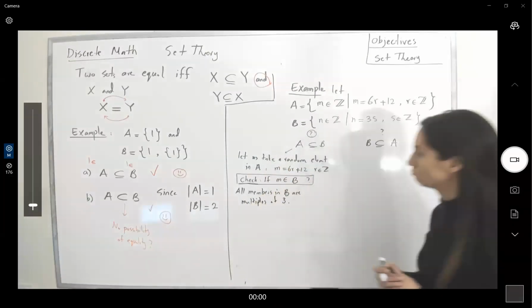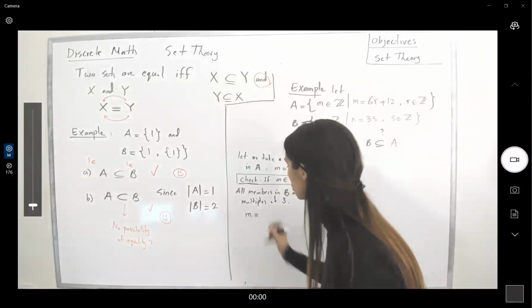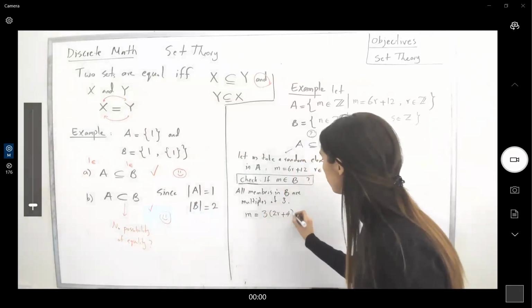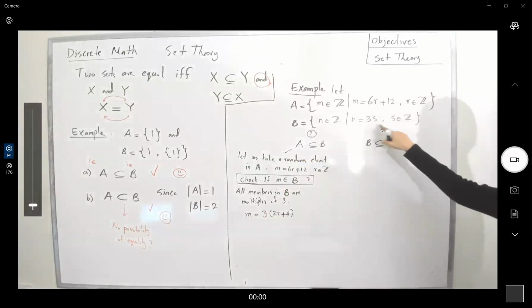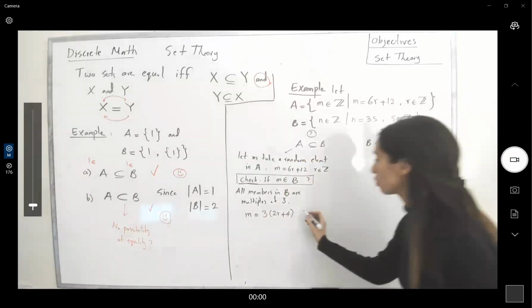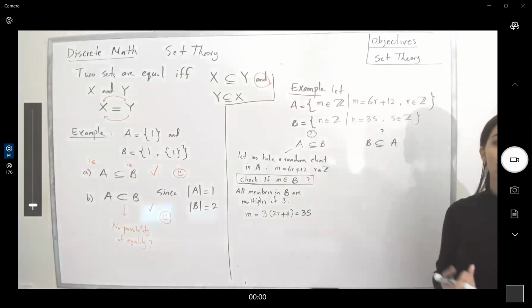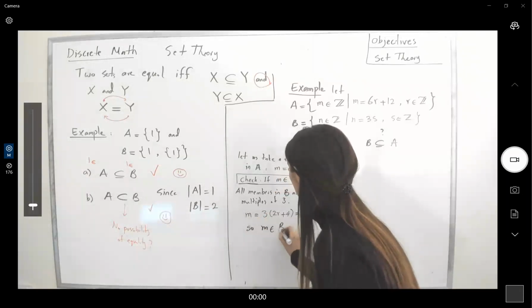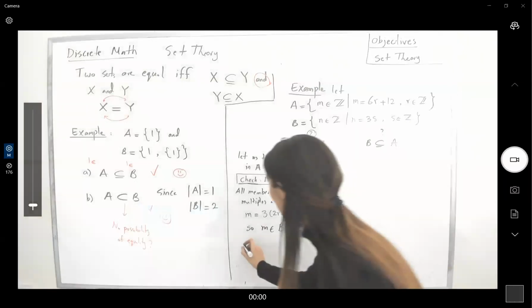You might say, if I factor out 3 here, my M is going to be 3 times (2R plus 4). I can define this as an integer because S is just some integer. So you can write this as 3S. M can be written as 3 times some integer. So M belongs to B. We just proved that A is a subset of B.